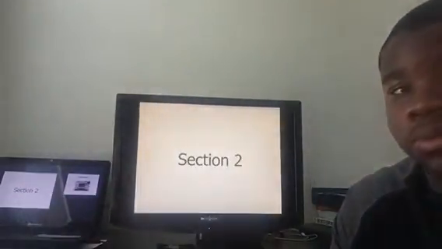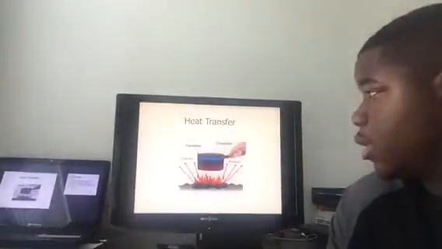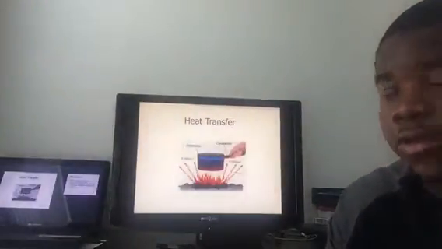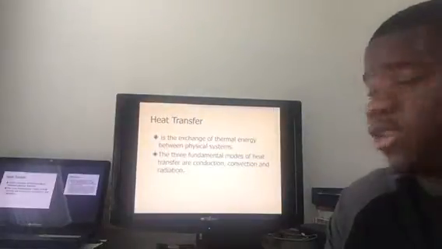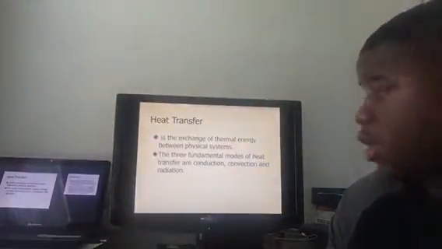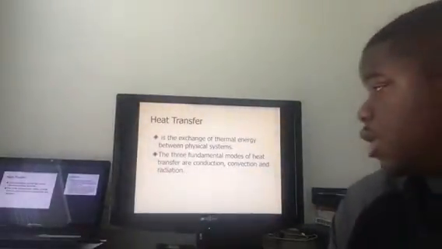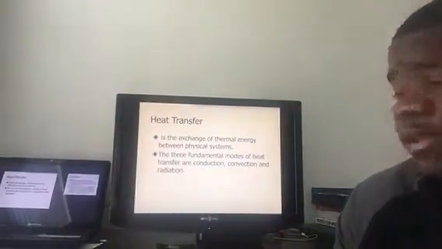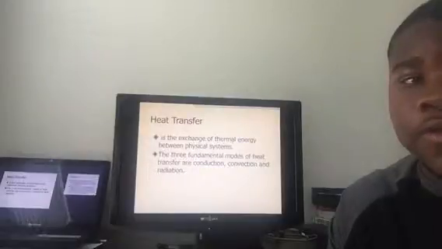So section two. Section two, we're going to talk about heat transfer. Heat transfer is the exchange of thermal energy between physical systems. The three fundamental modes of heat transfer are conduction, convection, and radiation.